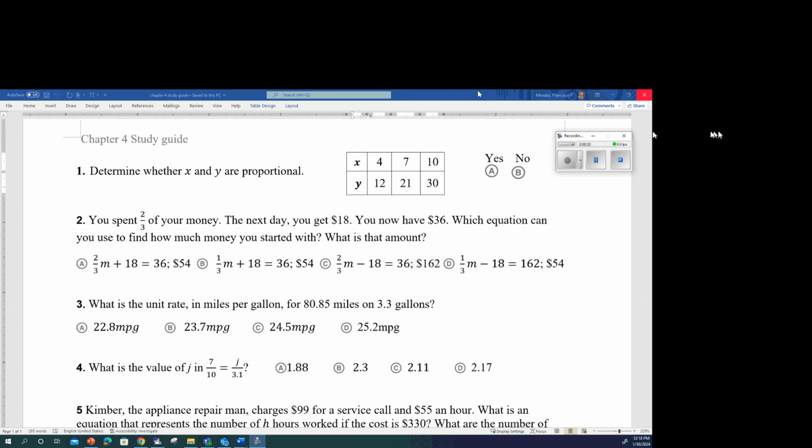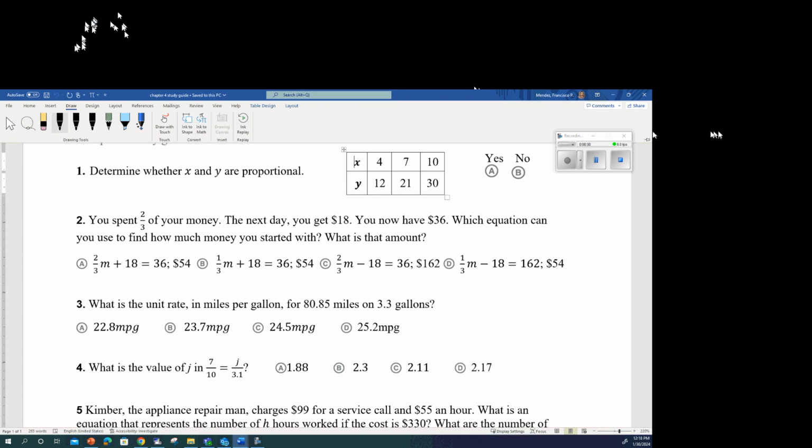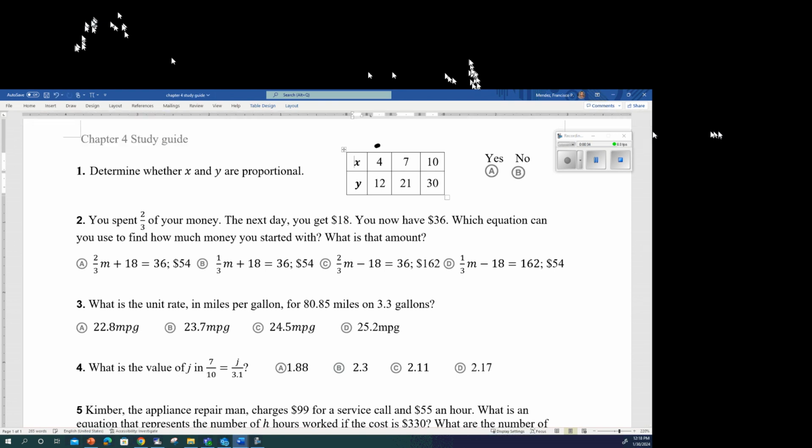12 divided by 4 is 3. Let's see, drawing pin here. Okay, all right, that equals 3. 21 divided by 7 is 3, and 30 divided by 10 is 3. Since I got the same answer, yes, this is proportional.